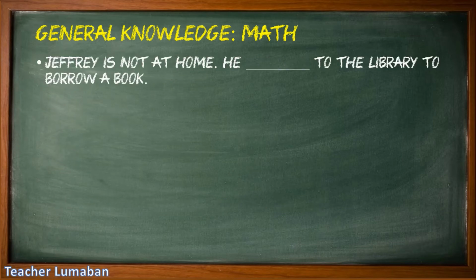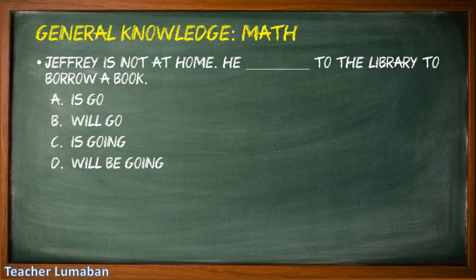Jeffrey is not at home. He blank to the library to borrow a book. Letter A, is go. Letter B, will go. Letter C, is going. Letter D, will be going.